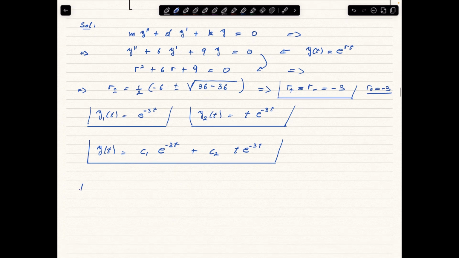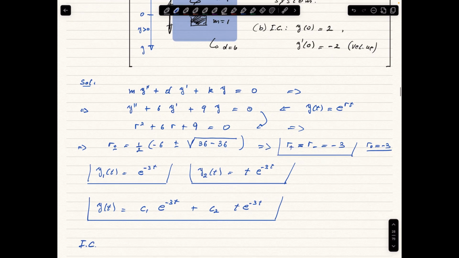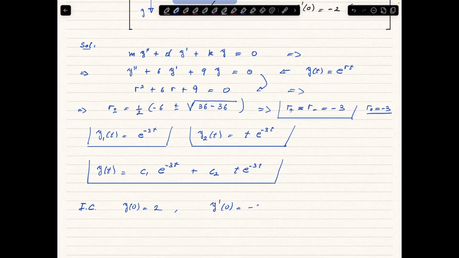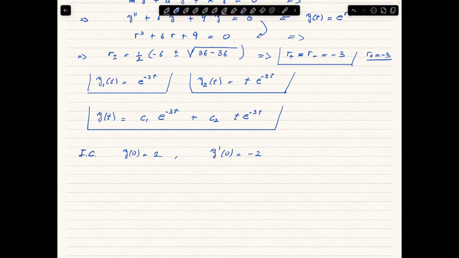And now we have initial conditions. What are the initial conditions? y at 0 is equal to 2, and y prime at 0 is equal to -2. So we can apply the first condition. 2 has to be our solution that we already have at 0. But now we plug 0 in here, but look, we have a 0 here. So c2 disappears. This is 1, and we have only c1. So it's c1 plus 0. So we already know that c1 is 2.